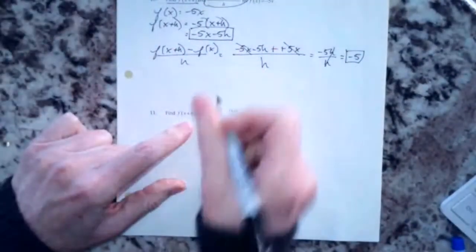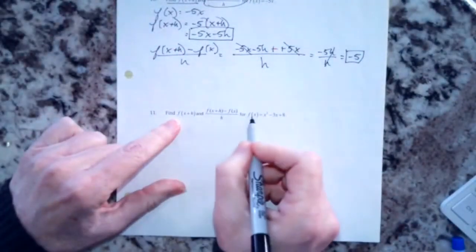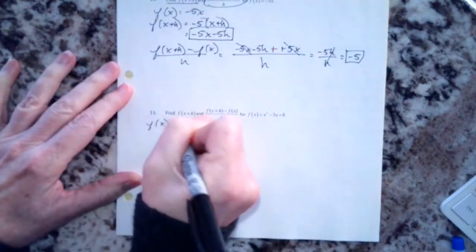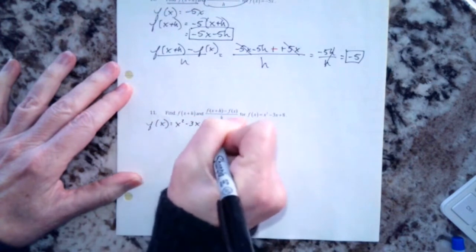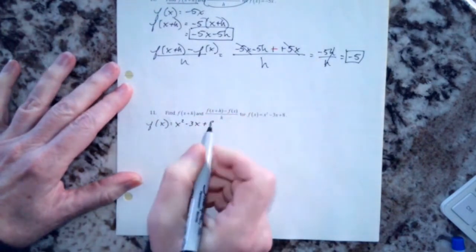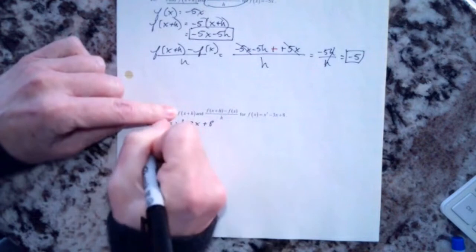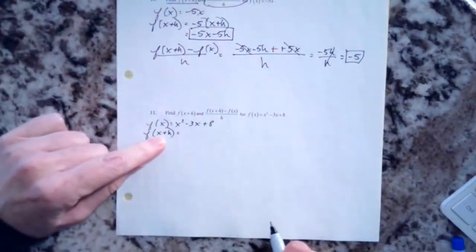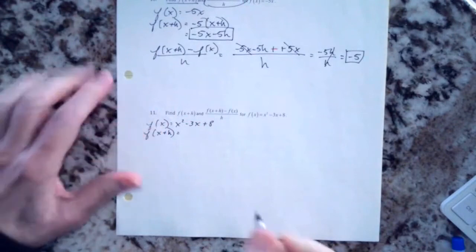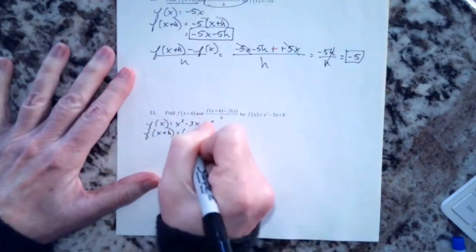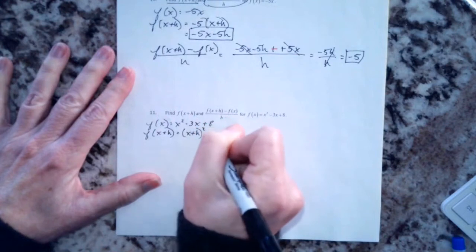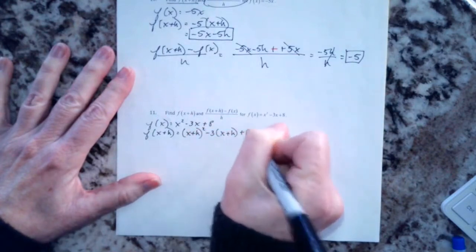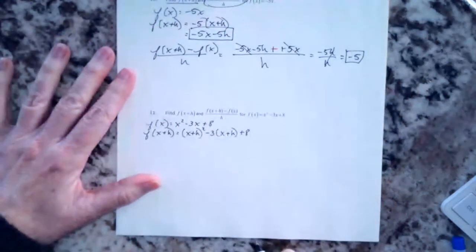First thing we need to do is find f of x plus h. They're going to give us f of x. So I'm going to copy it. X squared minus 3x plus 8. Now my first job in this problem is to substitute in x plus h in place of x. So there's an x. I'm going to put an x plus h. There's an x. I'm going to put an x plus h and then finish it out.